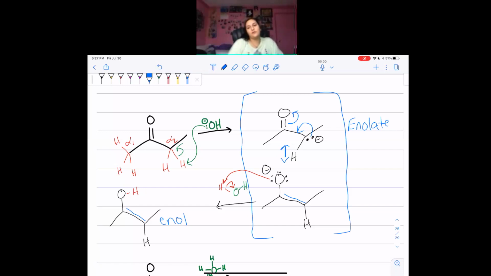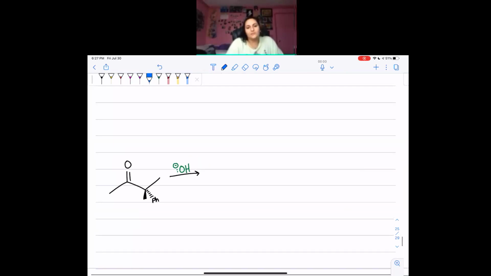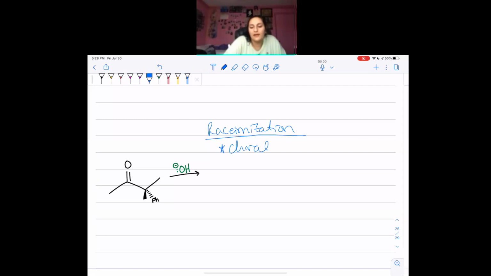Now, chapter 18 can seem really overwhelming and difficult, but in reality, it's not too bad. Racemization. Okay, for racemization, I'm not going to draw out all the different steps again, but the concept that you have to know is that in order to do a racemization reaction, you need a chiral alpha carbon with a hydrogen. So you need to have a chiral alpha carbon that has a hydrogen on it.